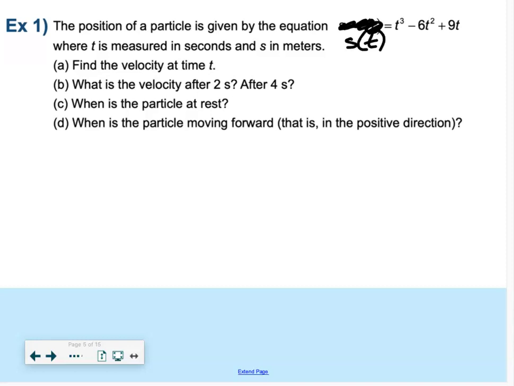Write what I want you to do. Don't write all 4 questions and like bam, bam, bam, bam. Write a question and its answer, and the next question and then its answer, question and answer, so that you can see what to do for each thing, right? So we're going to do part A first. Find the velocity at time t.